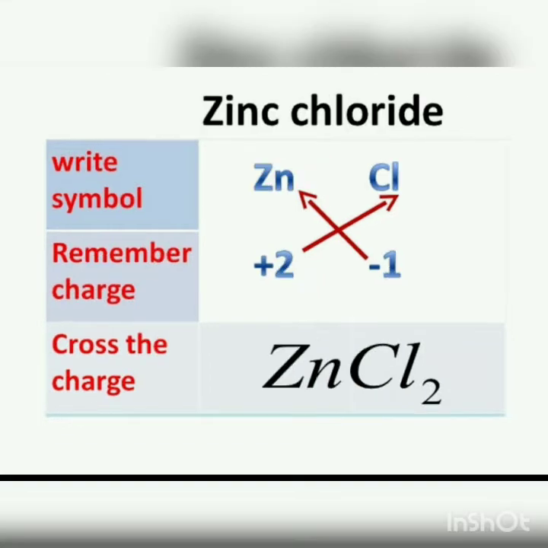In the same way, we can write the formula of zinc chloride. It's an ionic compound made up of zinc and chloride ions. The zinc ion has a valency of +2, whereas the chloride ion has a valency of -1. So, again, the very first step is to write the symbols of zinc and chloride ion. Then we write down their charges, and then we cross multiply the charges and we get the formula of zinc chloride, that is ZnCl2.